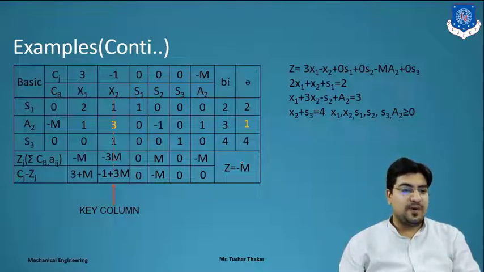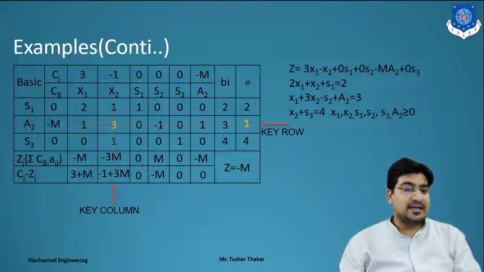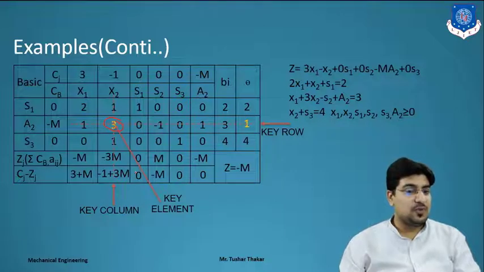Now we will introduce a key row where the theta value is minimum. So here that is the key row, and the intersection of the key row and key column is known as the key element. So here 3 is the key element for us. For the next iteration, we first have to decide the entering variable and the leaving variable. So here the entering variable is x2 and the leaving variable is a2.